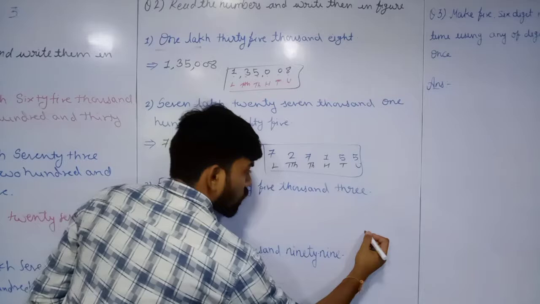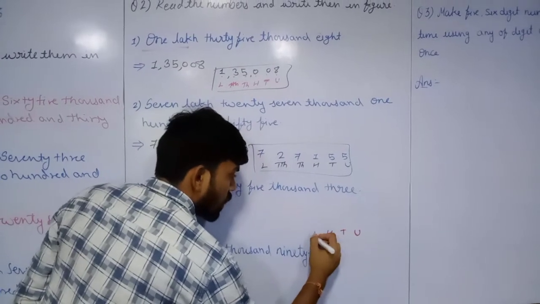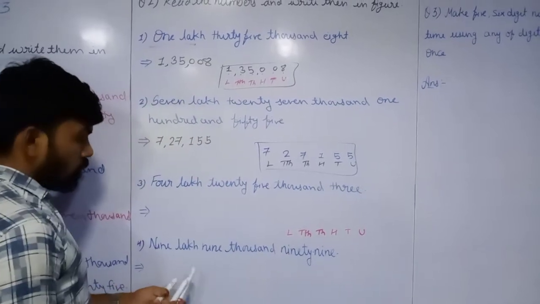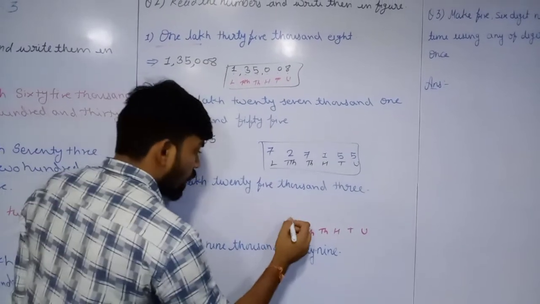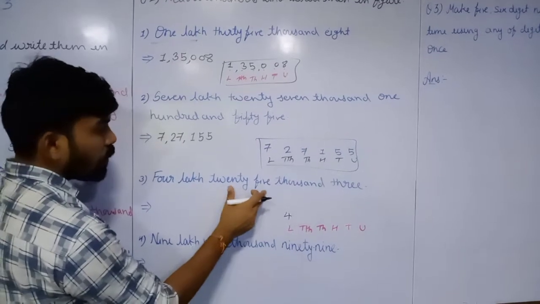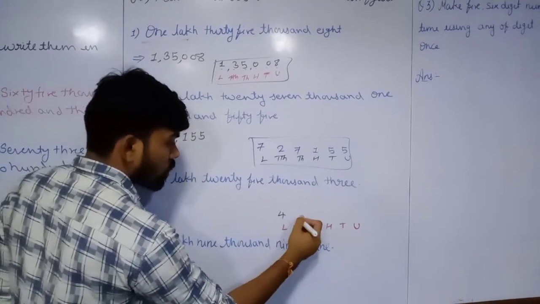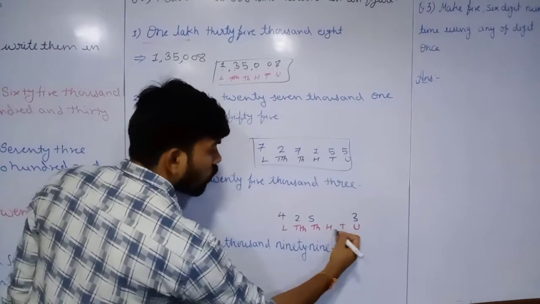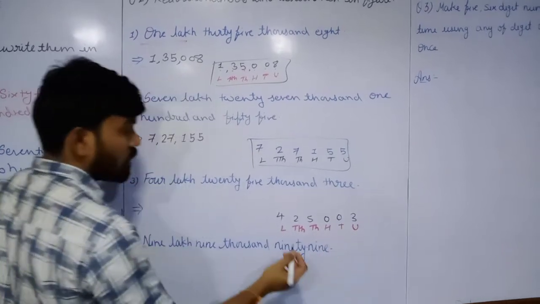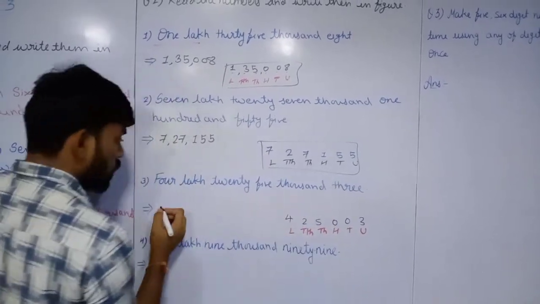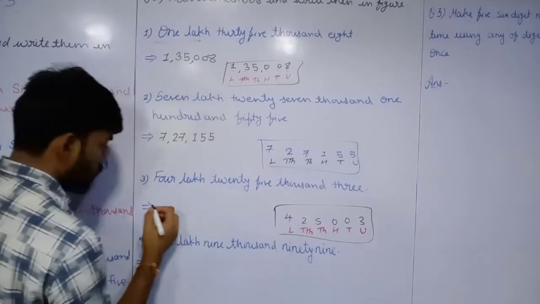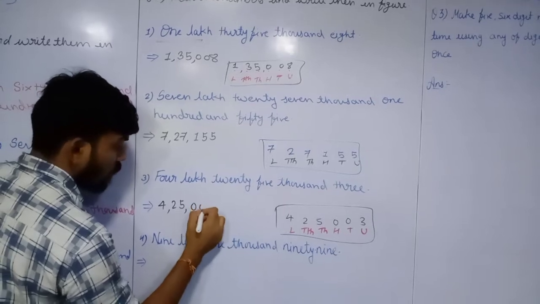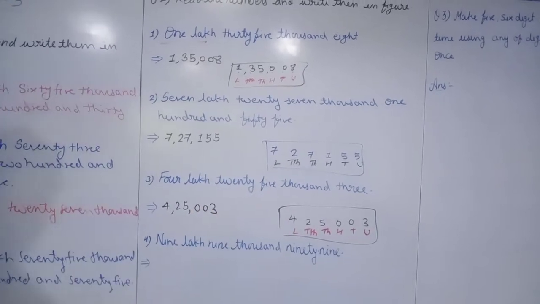The next one, the third one, is 4,25,003. Again unit, tens, 100, 1,000, 10,000, lakh. Substitute the values. 4 lakh. At the place of lakh, 4. 25,000. How much 1,000 is given? 25. So 2, 5. Then 3. Directly 3 is given. Unit is 3. Whatever we are not getting in the number, put 0. So it will become 4,25,003.